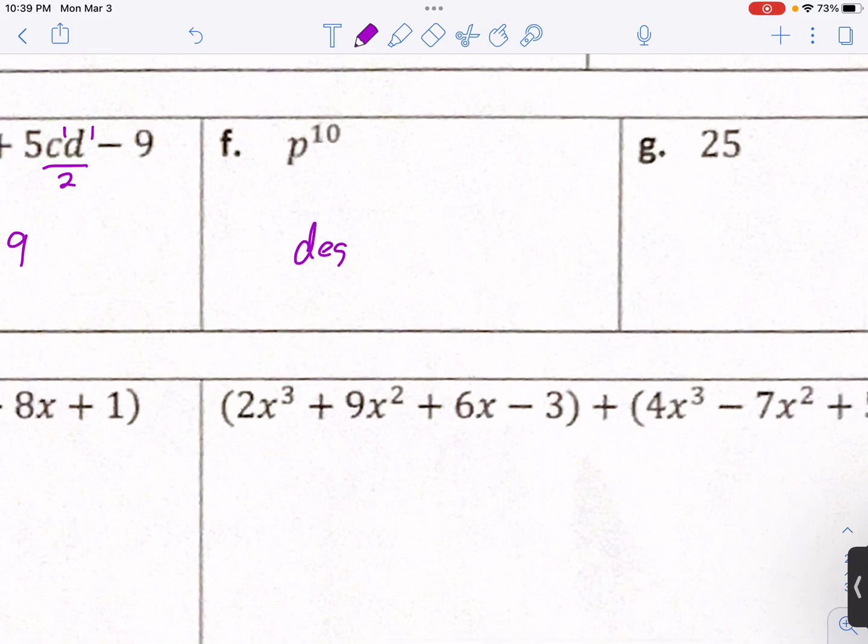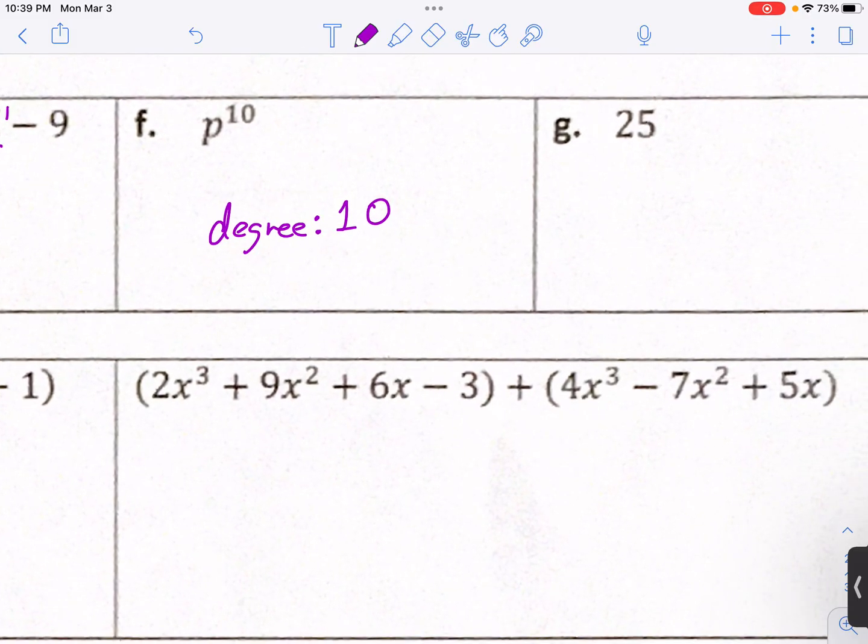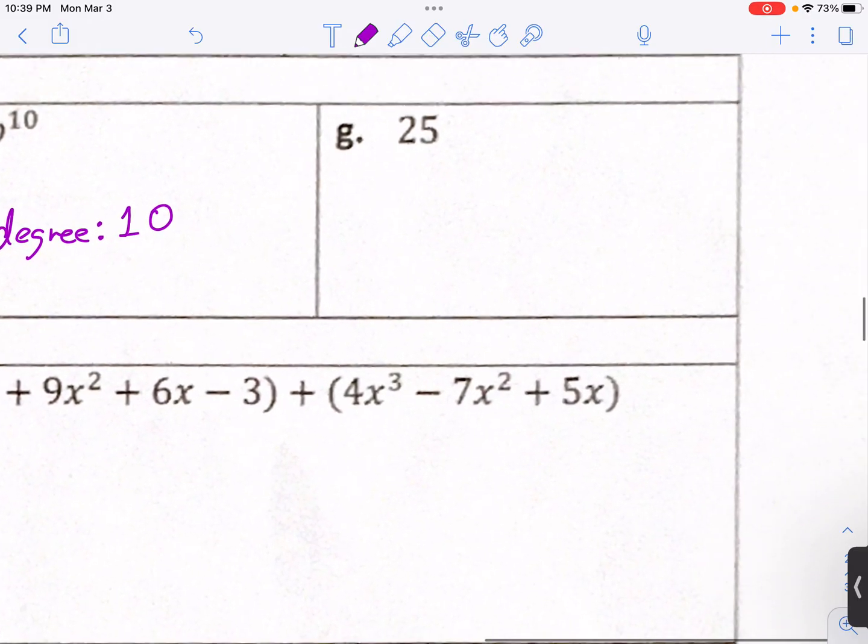On here, again, I'm looking at my exponent. In this case, this is pretty straightforward. There's only one. It's going to be 10. And then the final one, 25. Notice there's no exponent. This one is degree 0. This one would be a constant.